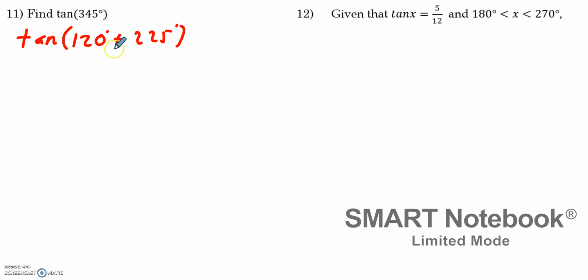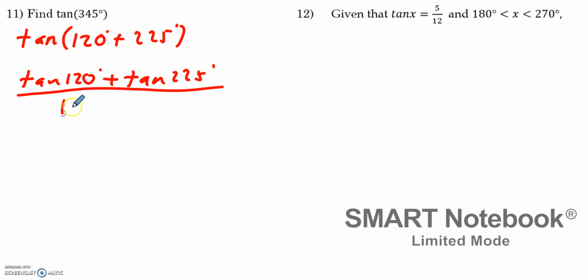So it looks like I'm doing tangent of a sum, and tangent of a sum, according to your identity sheet, is tangent of the first angle plus tangent of the second angle over 1 minus tangent of the first angle times tangent of the second angle. And if you look at your unit circle, the 120 degrees is in the second quadrant, and the tangent value here is negative root 3.